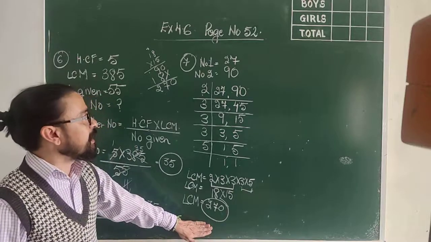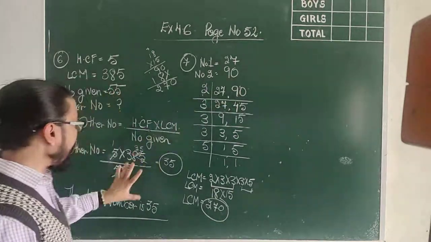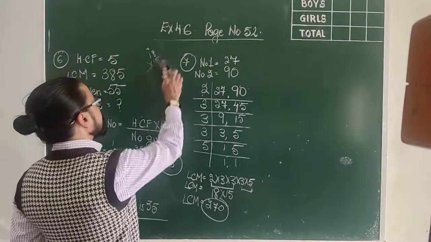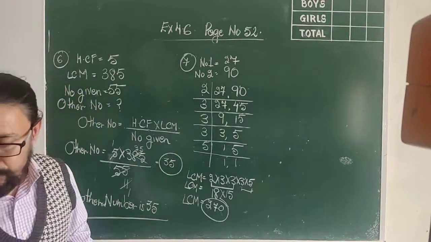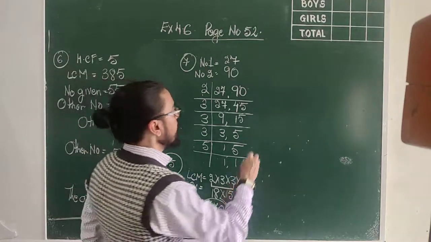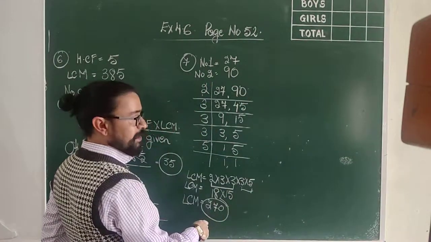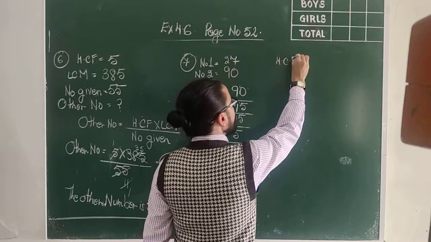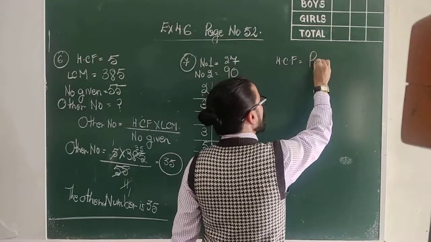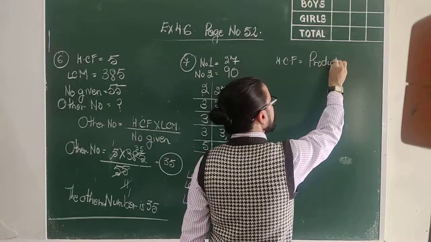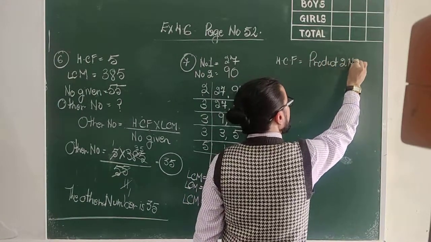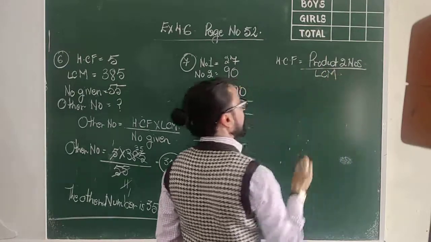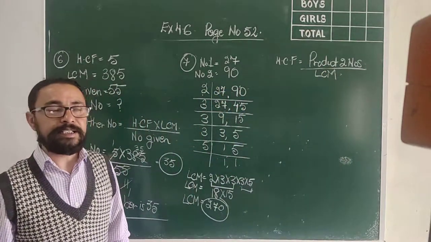Now using the LCM and the two numbers given and applying the formula, I will find the HCF. This is my rough work, this can go. I'll rub that out. So now I have the two numbers and I have the LCM. What would be the formula for HCF? HCF is equal to product of two numbers divided by the LCM.